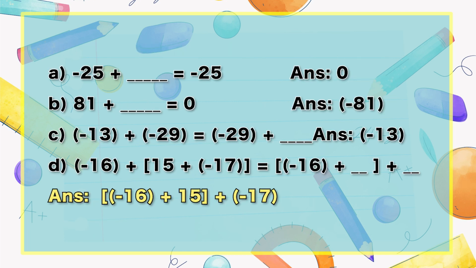Now, looking into the answers, -25 plus something gives -25. The integer hasn't changed. The answer is 0. 81 plus something gives 0. Of course, we have to subtract 81, so -81. -13 plus -29 gives -29 plus something. It is the commutative property of addition of integers, so the answer is -13. And in the last one, it is clearly the associative property of integers, so you get 15 and -17 as answers.